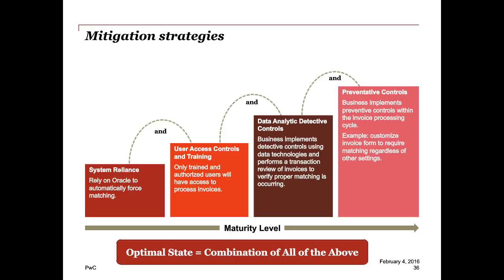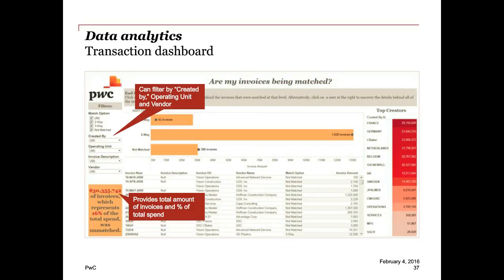And then the last is actually preventing these things, stopping these invoices from being paid until they've been properly matched. And as I mentioned, it's usually a combination of all of the above. That's really the most mature way of handling your invoice matching risk and invoice matching controls. This is an example of a dashboard where we extract all the invoices from our clients' environments and start to visualize them, and let them see what's happening, and see how many invoices were processed through three-way matching, two-way matching, or no matching.